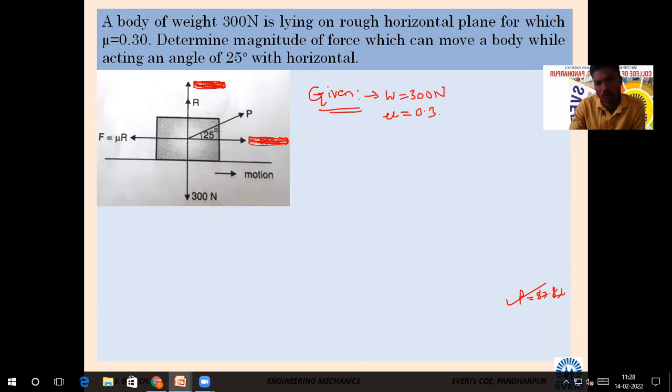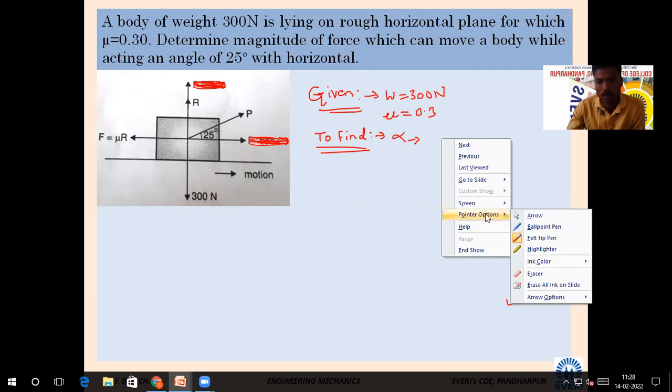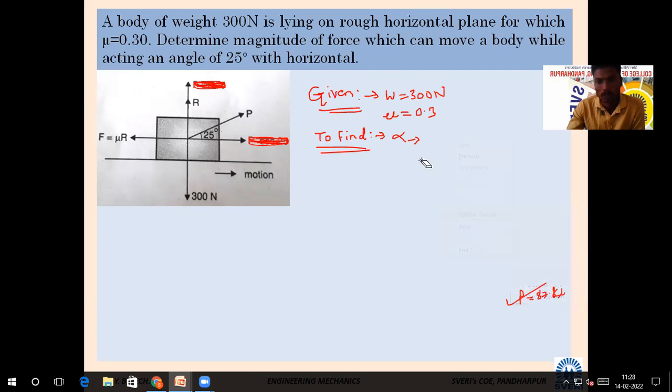Alpha? On which basis are you saying alpha? Sakshi, you are telling this? On which basis are you saying that 25 is alpha? Alpha means it is the angle made by the plane with the horizontal. But here that angle is not made by the plane. It is made by the inclined force. Who made the angle? The inclined force has made it.